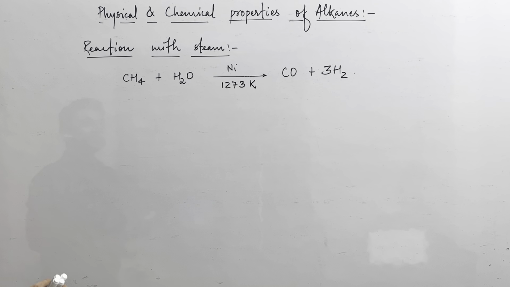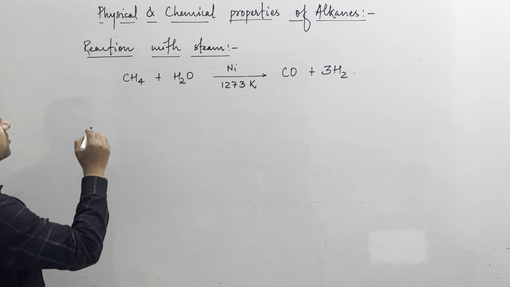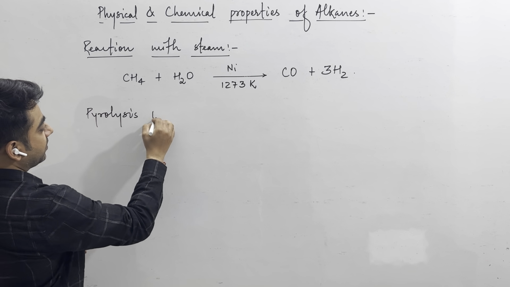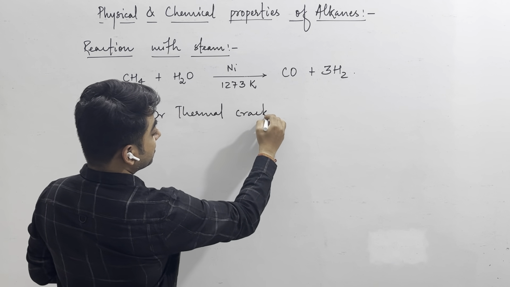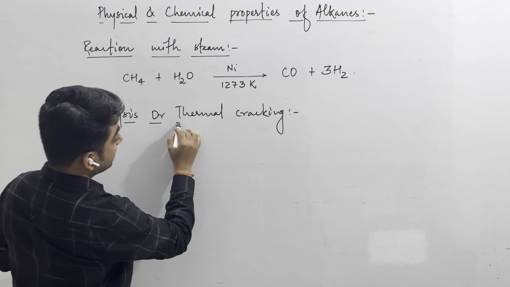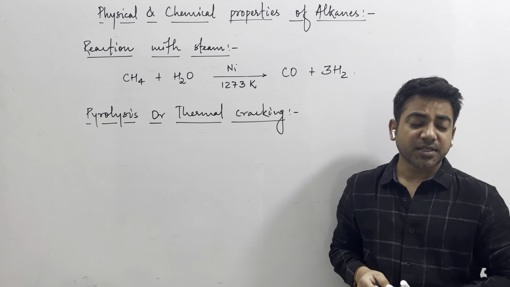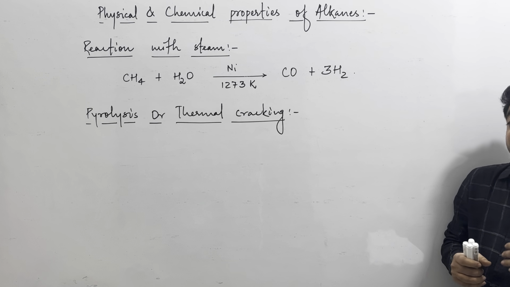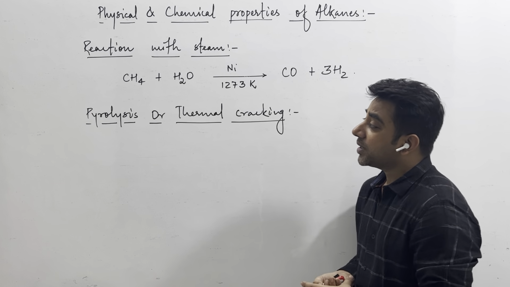Then next comes the pyrolysis reaction. Pyrolysis is also known as thermal cracking. So pyrolysis or thermal cracking of alkanes. I'm not going to write the equation for this reaction, you only need to understand that alkanes, when they are heated at very elevated temperatures, like near around 773 Kelvin, or in some cases even beyond those temperatures, what happens?